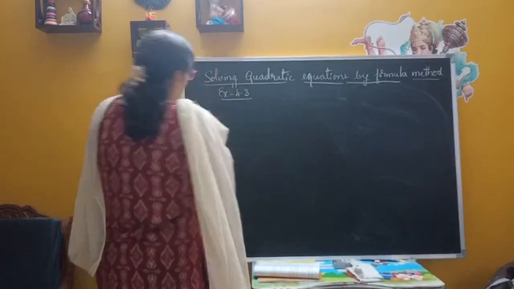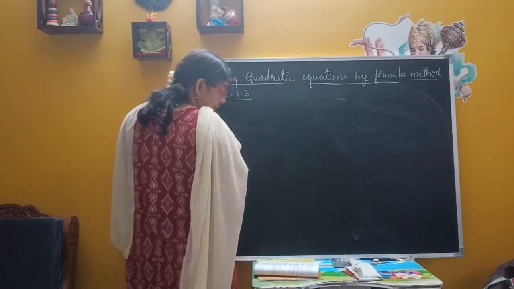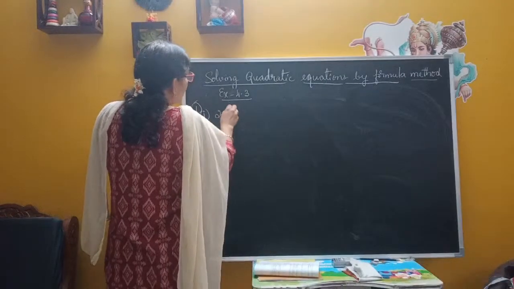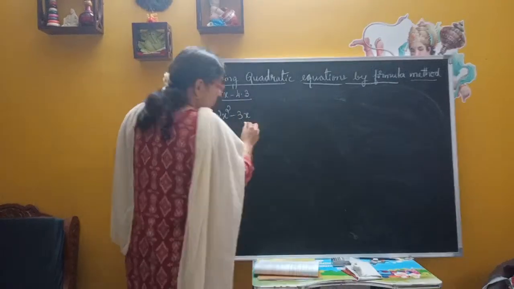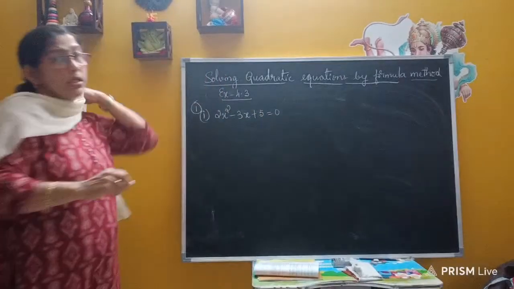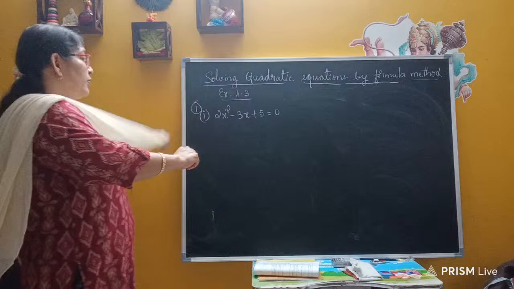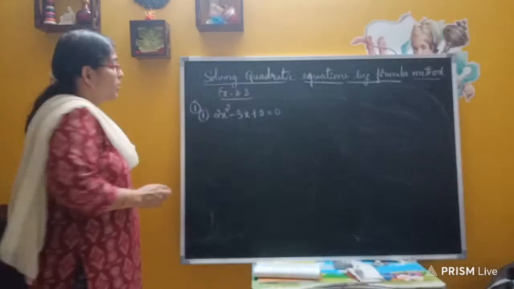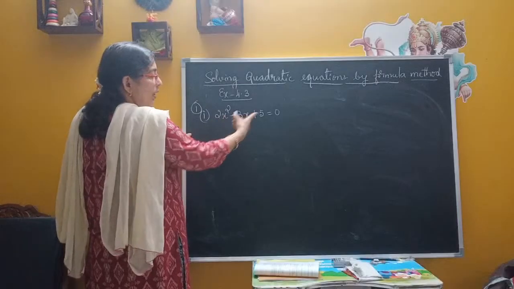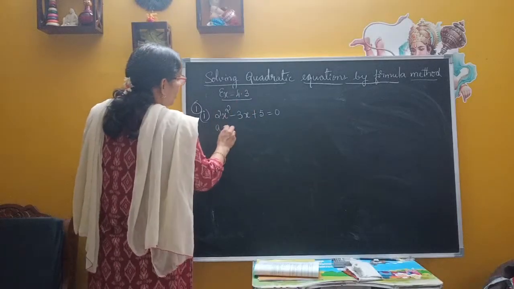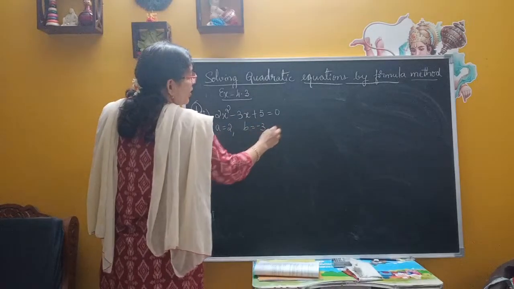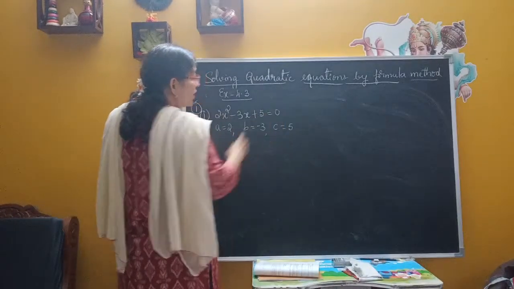Okay, first one. First one is 2x square minus 3x plus 5 is equal to 0. This is the quadratic equation. So what should we find here? We need to find the discriminant. Okay, so to define discriminant, we need all these values, coefficients of x square and x, and the value of c. That is, a is equal to 2, b is equal to minus 3, and c is equal to plus 5.